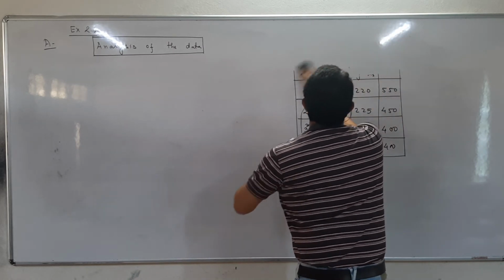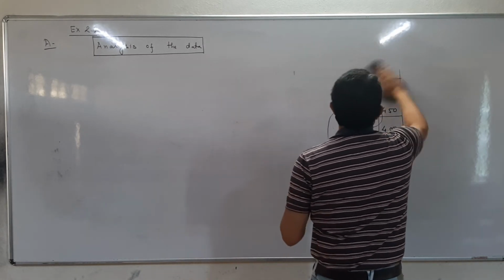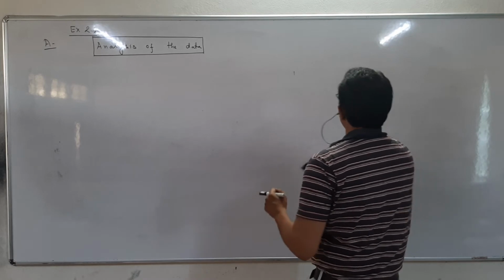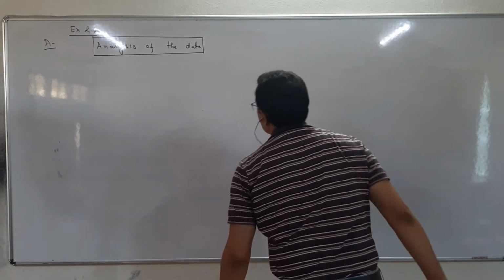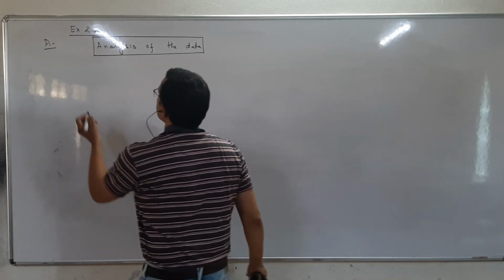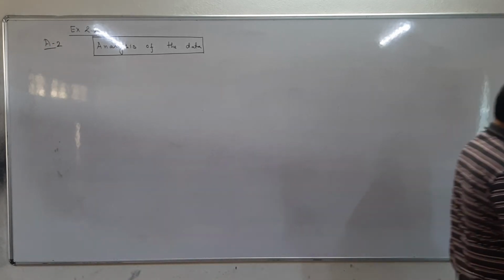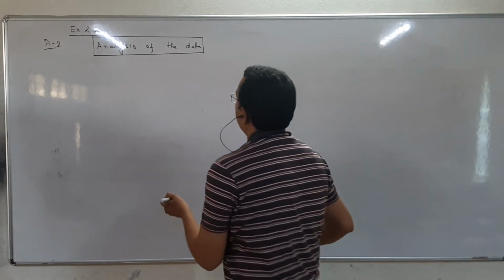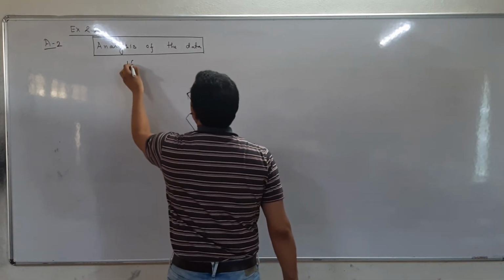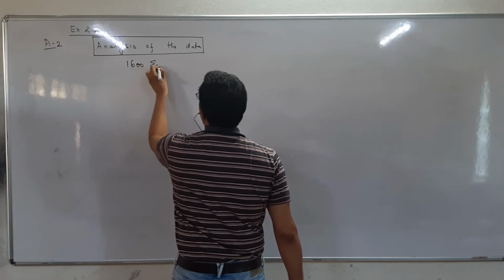Every table must have an appropriate title. So, students, answer 2, analysis of the data. Now, the table is like this. 1600 employees are working in an office. This is the sum. So, total number of employees are 1600.